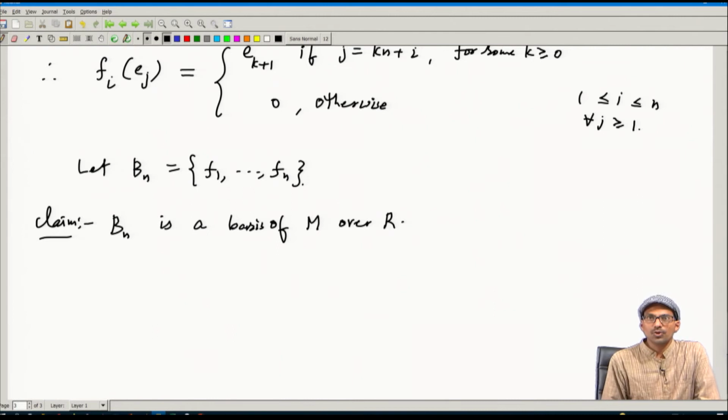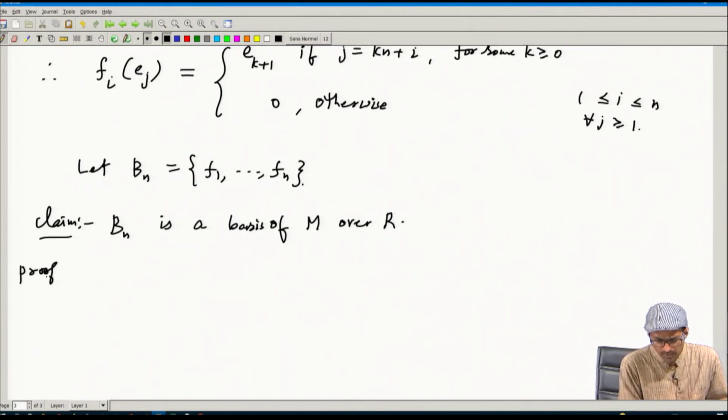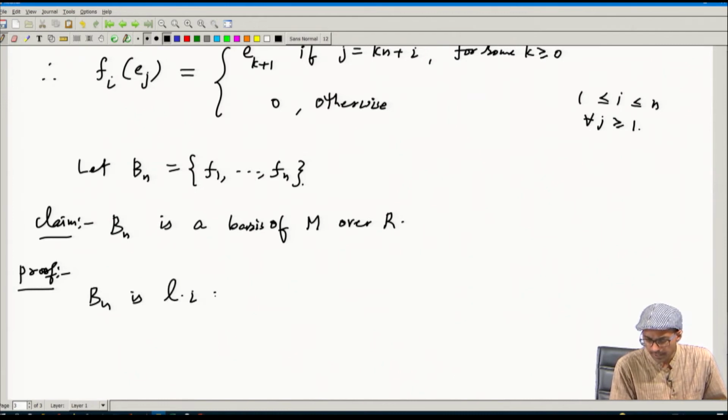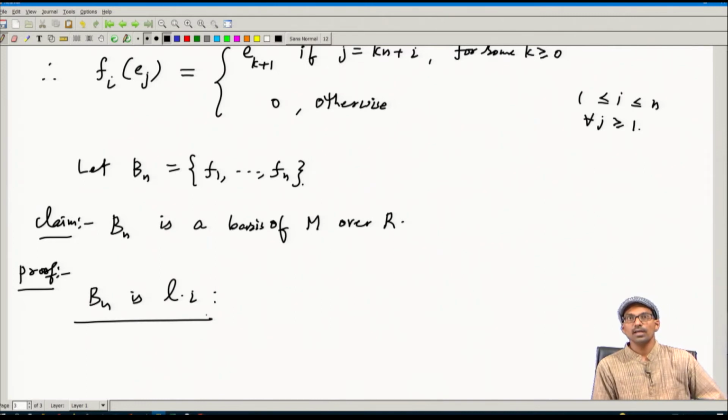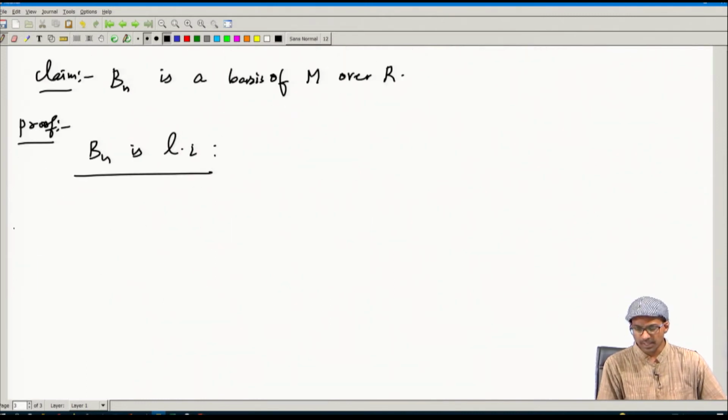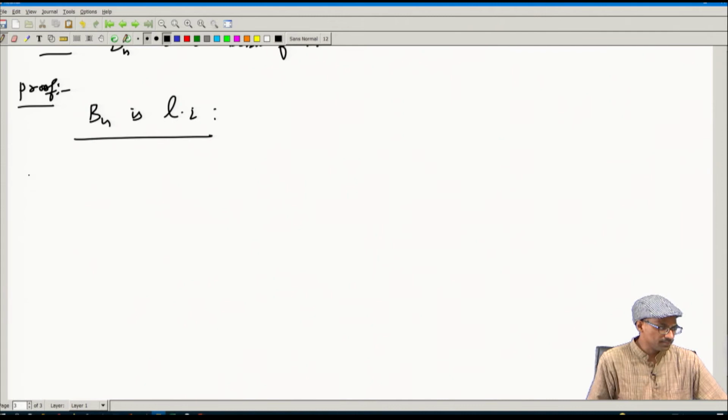So, first I need to show that Bn is linearly independent and that it is spanning, or it is a generating set of M over R. Now, let us look at the proof. The first one is Bn is linearly independent. So, the first one we are going to show is Bn is linearly independent.